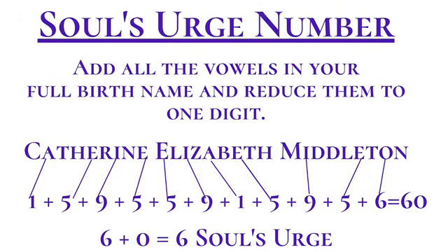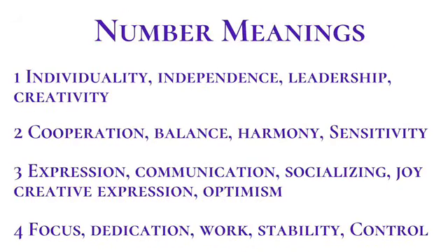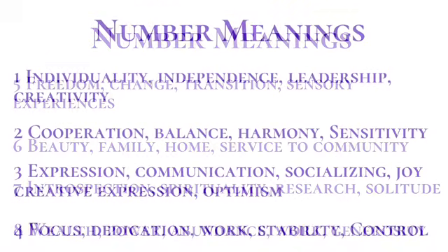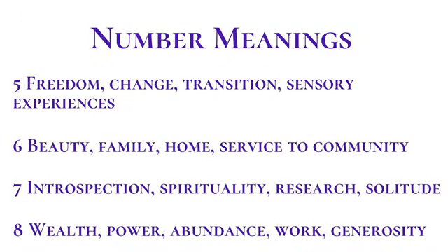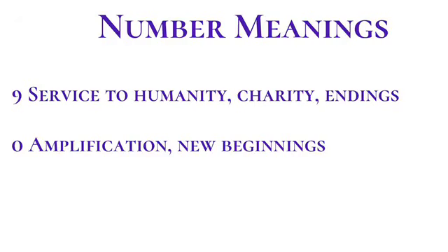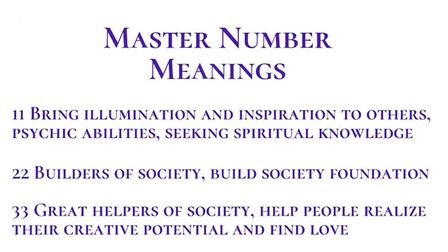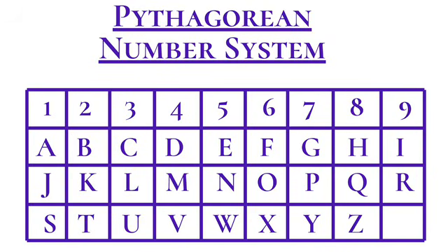So if you have any questions about how to calculate any of these numbers, let me know in the comments below, and I will try to answer all of your questions because I really do want you guys to be able to calculate all of these numbers correctly, because the 4 core numbers in your core number chart are very, very important to know. So I am now putting up the number meanings, all of the numbers 1 through 9, and also the master numbers as well, so you can go and look up the numbers of your chart. And I am also putting up the Pythagorean number chart as well, so you can look that up too if you need to use that as a reference.